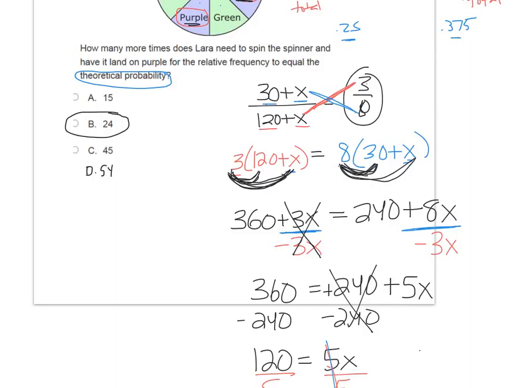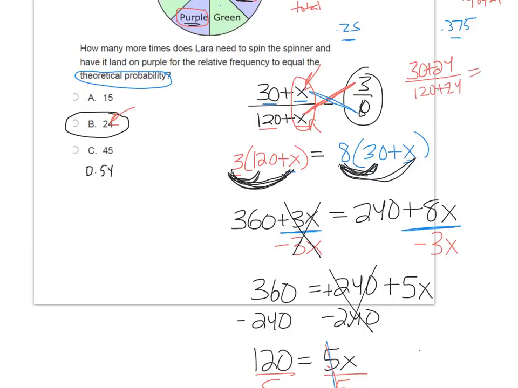We always recommend that you check your answers, and luckily once you know that x is 24, it's pretty easy to check your answer. All you would need to do then is go back up to this original problem when we were saying she originally had 30 purples out of 120 total spins. You just need to add 24 more purples because they want to know how many more purples she gets, and add 24 to the total number of spins. So 30 plus 24 over 120 plus 24.